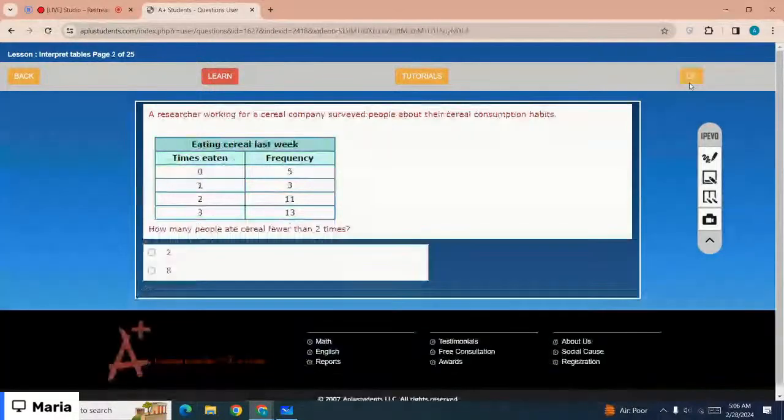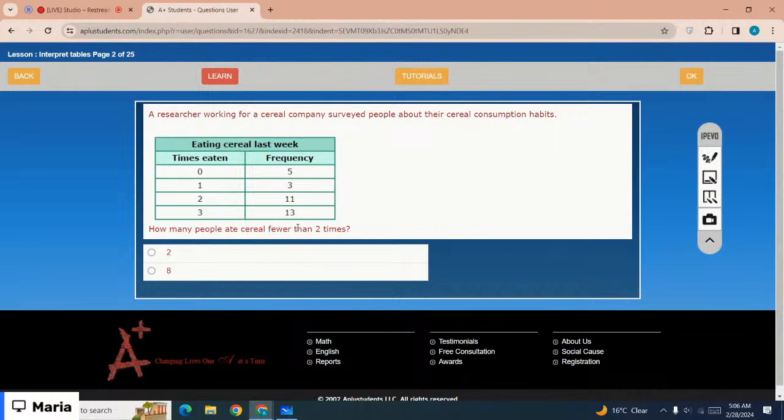Okay, the next one is: a researcher working for a cereal company surveyed people about their cereal consumption habits. So you are given a table that tells you about the cereal eating of different people, right? How many people ate cereal fewer than two times? Here you have the column for how many times they've eaten cereal, and here is the frequency, right? Zero times is eaten by five people, one time in a week is eaten by three people. You have to see how many people ate cereal fewer than two times.